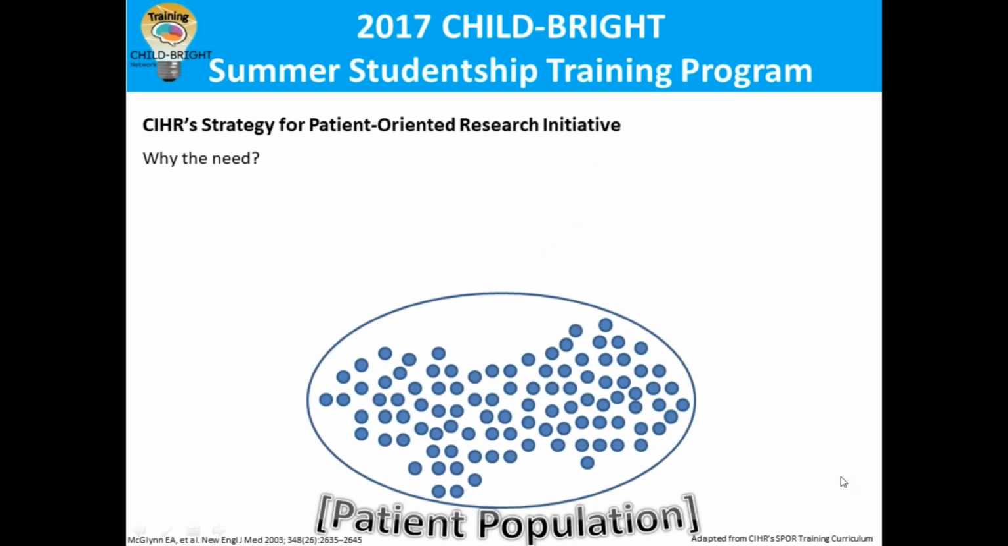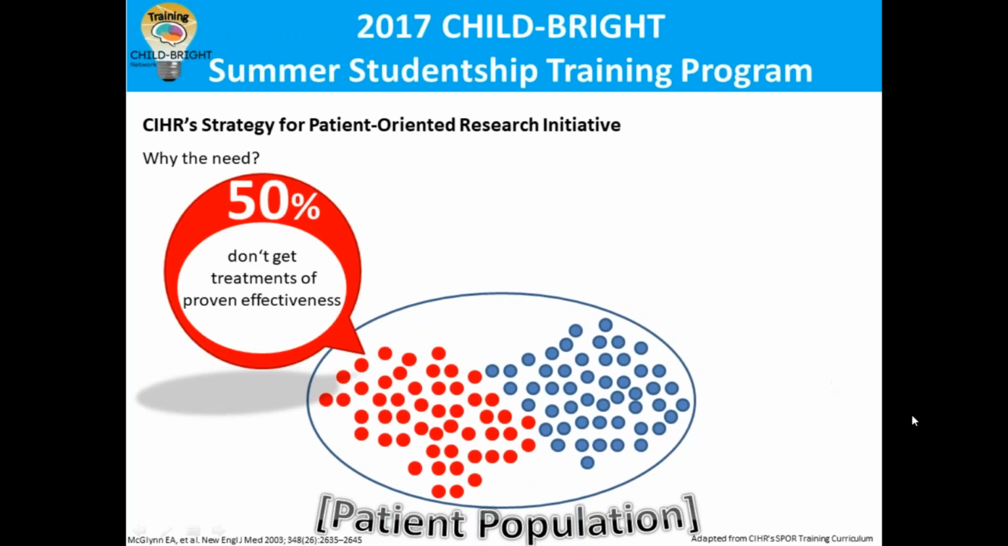So shifting focus to the patient population, CAHR has estimated that about 50% of patients don't actually receive treatments of proven effectiveness. This kind of speaks to the whole idea of personalized medicine, where we're just trying a one-shoe-fits-all sort of approach, where if it worked in patient A, it should work in patient B.